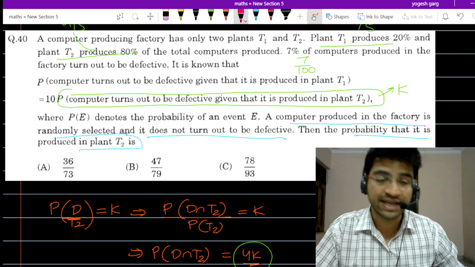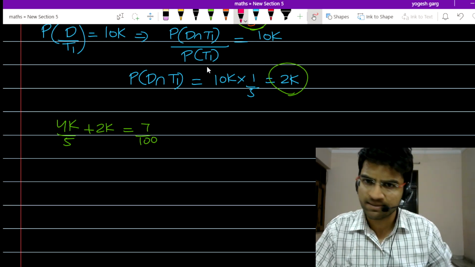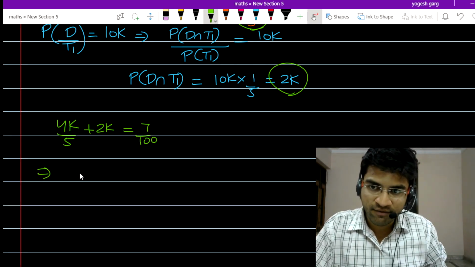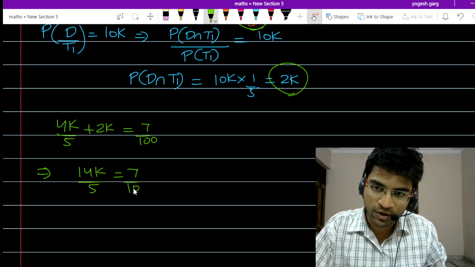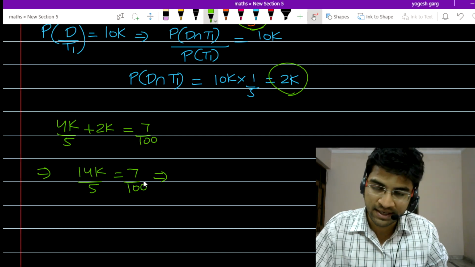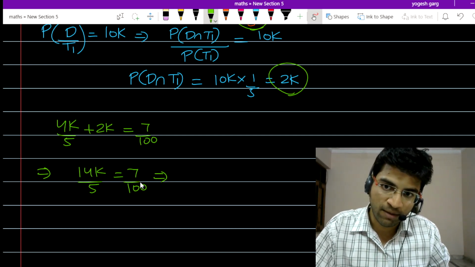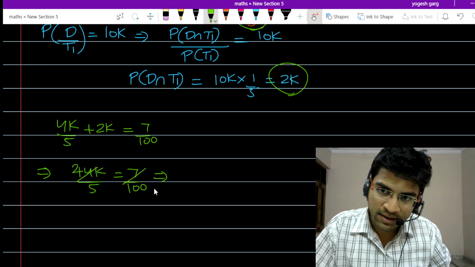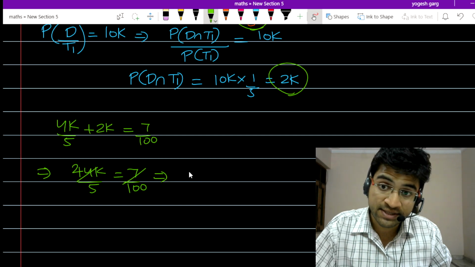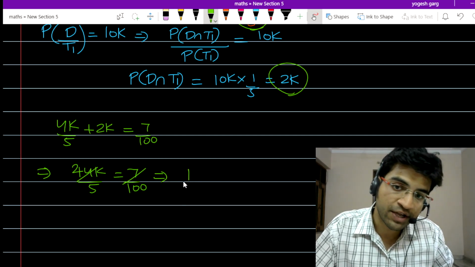But first we have to calculate K, right? So 4K by 5 plus 2K is equal to 7 by 100. Simplify this. You will get 14K by 5 is equal to 7 by 100. And from this we can clearly say that K is equal to 1 by 40.